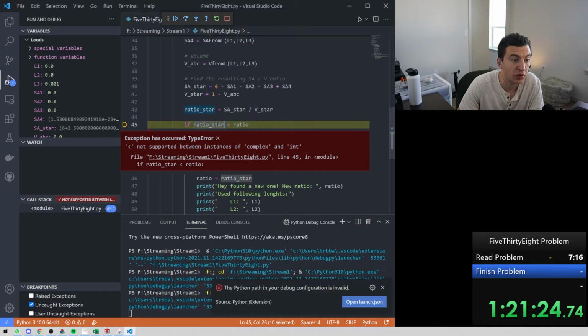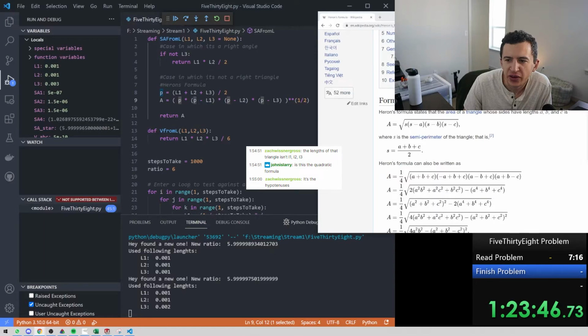I got a complex number. Holy crap. Oh, brother bear. The ratio between my surface area and volume is complex, which means it's pretty royally messed up. It's just a quadratic formula. The lengths of that triangle isn't L1, L2. It's the hypotenuses. Holy crap.